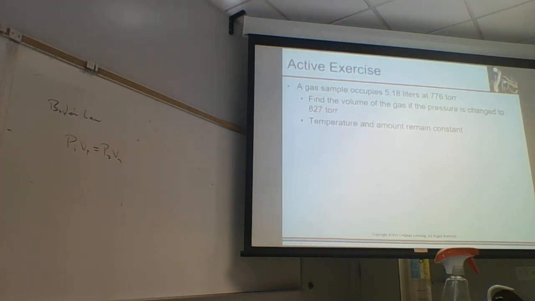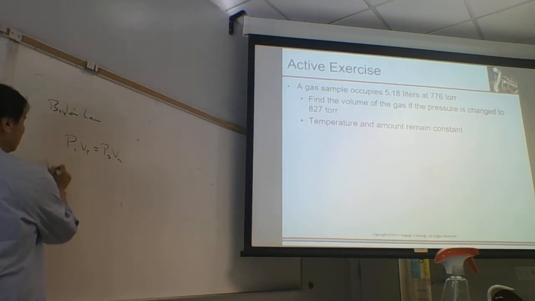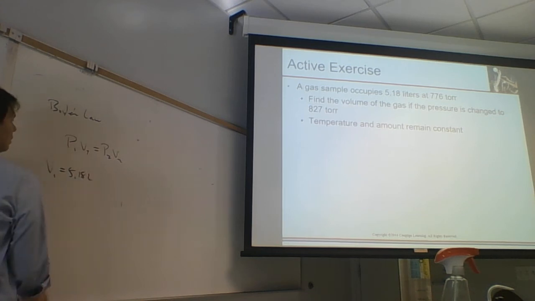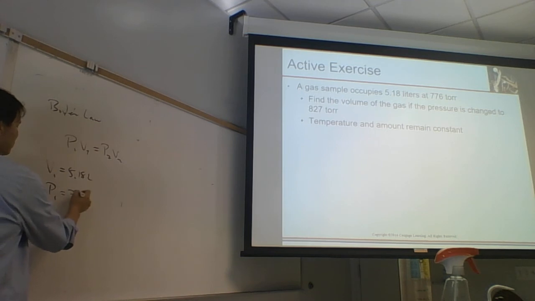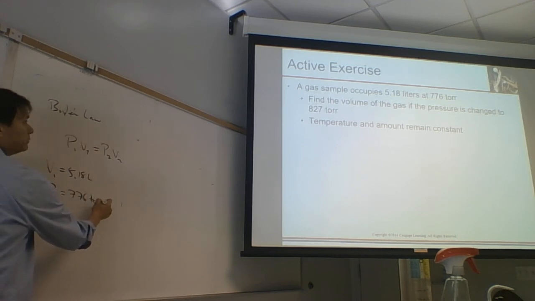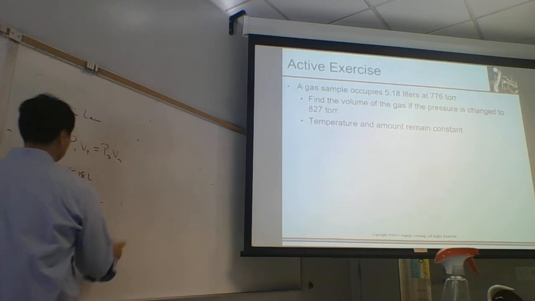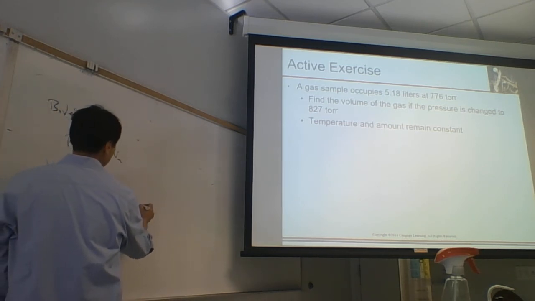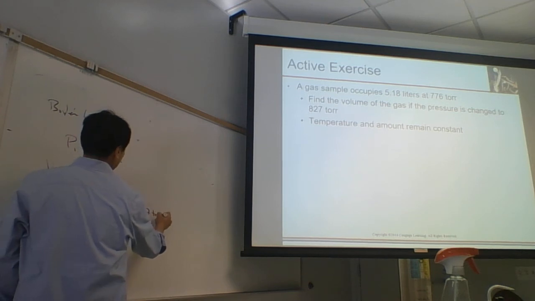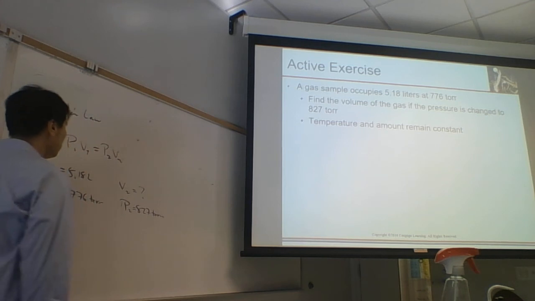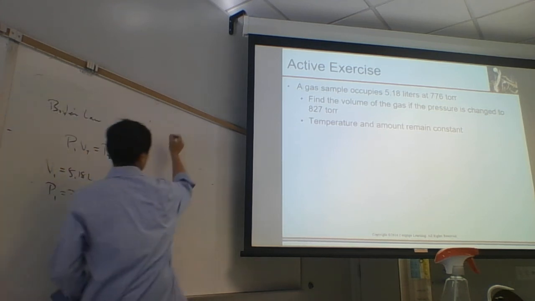So let's look at the sample problem here. A gas sample occupies 5.18 liters. So V1 is equal to 5.18 liters. At 776 torr. So P1 is equal to 776 torr. Find the volume of the gas if the pressure is changed to 827 torr. So P2 is 827 torr. So what we want to do is we want to find V2. So we're going to solve this equation for V2.